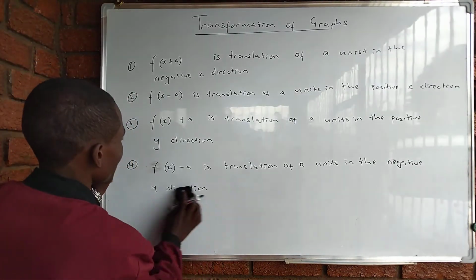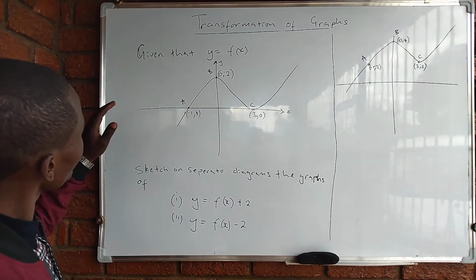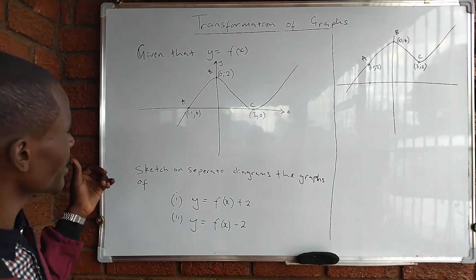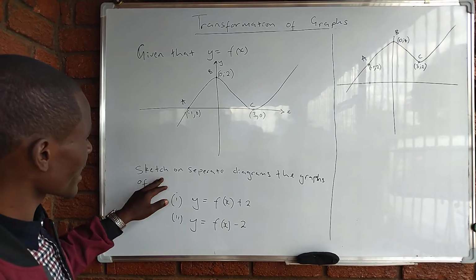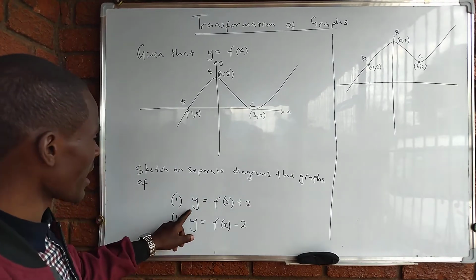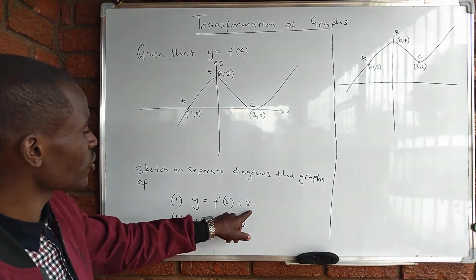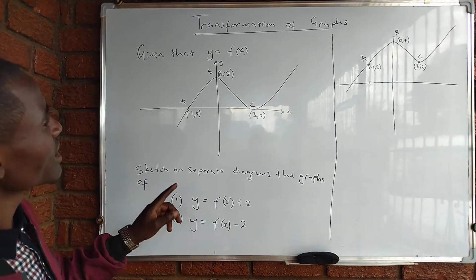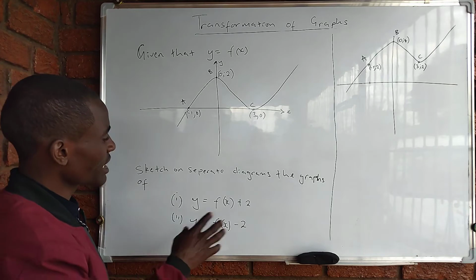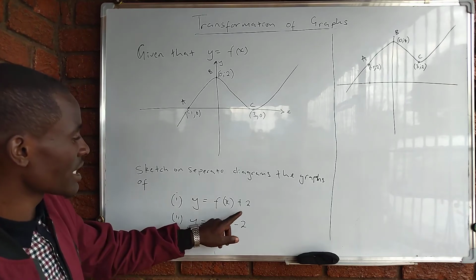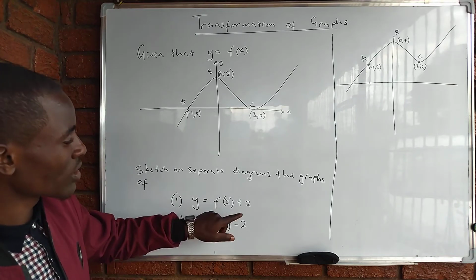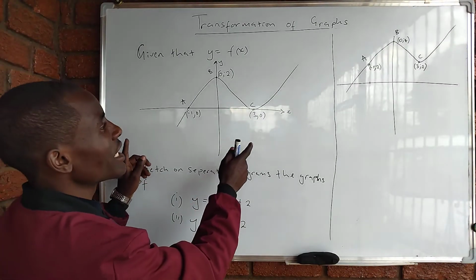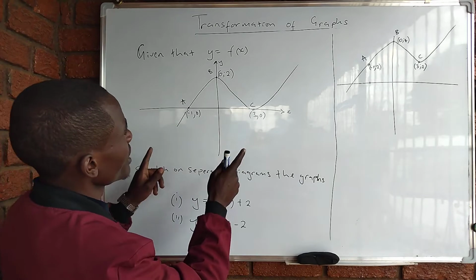So right, given that y is equal to f of x, which we used previously, sketch on separate diagrams the graph of y is equal to f of x plus 2. Plus 2 is at the front, so it's in the y direction. So describe the transformation first. This is a translation of 2 units upwards, or a translation of 2 units in the positive y direction. So we are moving each and every point 2 units upwards.